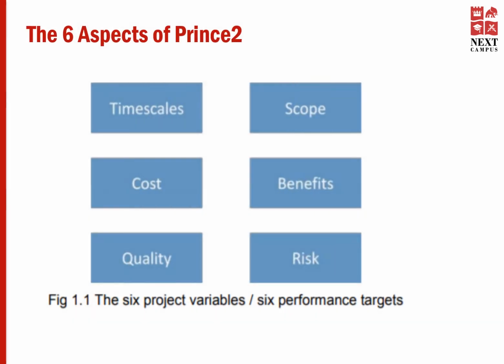Now let's dig deeper and try to understand what Prince2 talks about. First, let's have a look at the 6 aspects of Prince2. If you remember, PMBOK has 5 processes and 10 different knowledge areas. Similar to the knowledge areas, Prince2 focuses on 6 different aspects. As you see on the screen, these 6 aspects are namely timescales, scope, cost, benefits, quality, and risk.